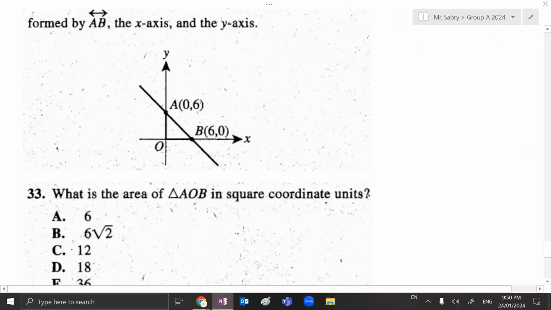So what is the area of this? It's a triangle. The area of any triangle is half times base times height.